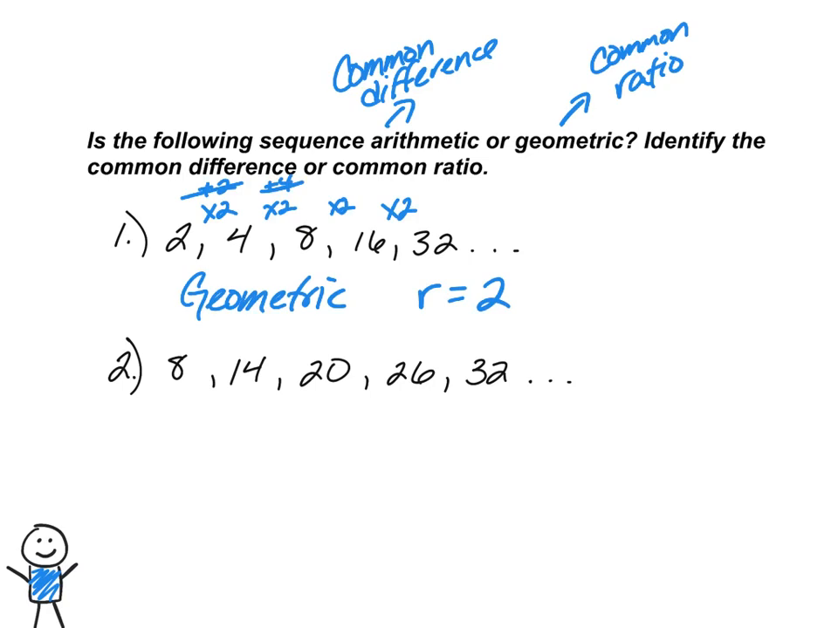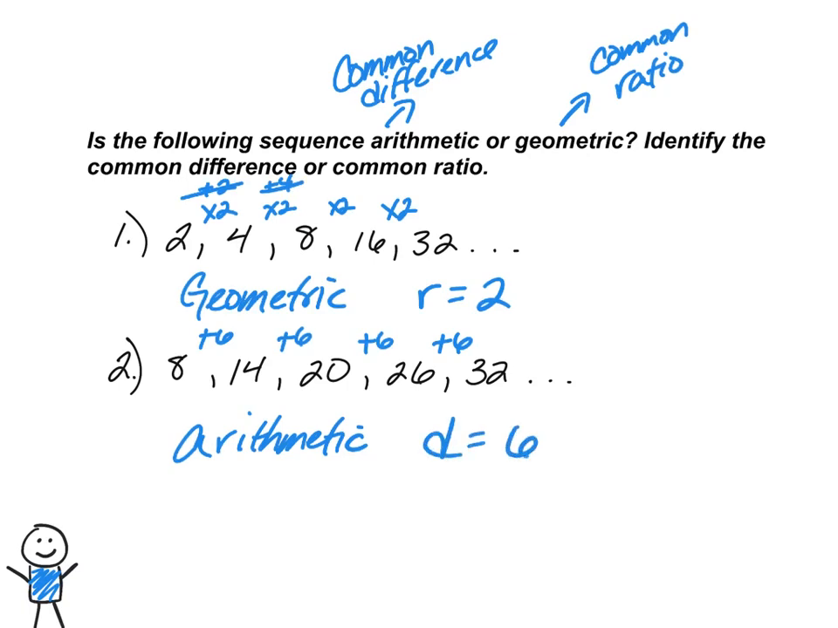Question number 2, we're going from 8 to 14, which is an increase of 6. And before I try to figure out what multiplied by 8 gives you 14, let's see if that plus 6 difference continues. Well, 14 plus 6 is 20. 20 plus 6 is 26. I think we can agree that this time our sequence is arithmetic, meaning we have a common difference every step of the way. And what is that common difference? Well, it's a difference of a positive 6 each step of the way.